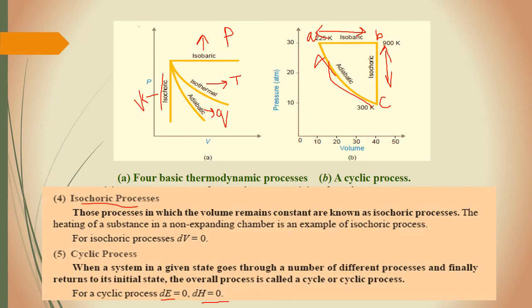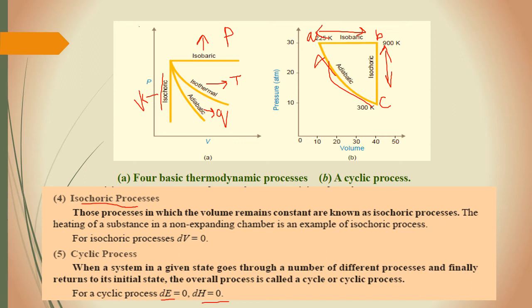After that we will talk about the isochoric process, which is related to volume, which I have already told you about. The volume of the system is constant during various operations of changes in the state of the system. For such changes, dV or del V equals 0. A reaction taking place in a sealed container is one famous example of an isochoric process.